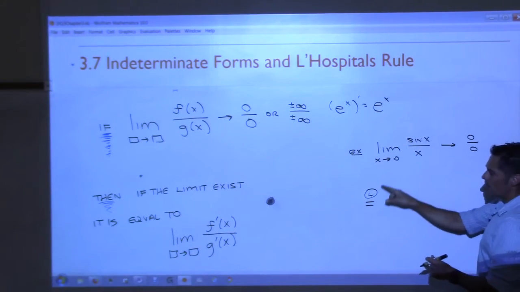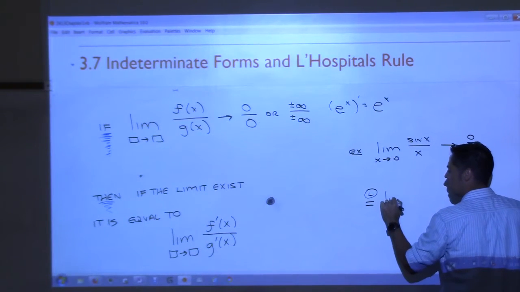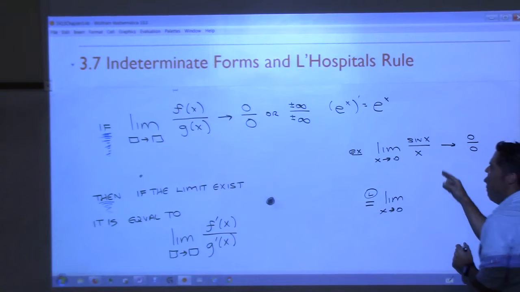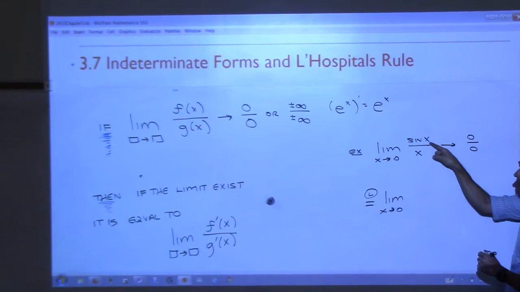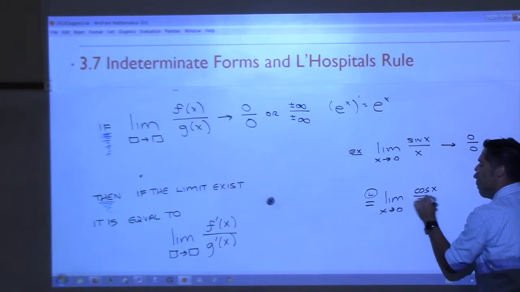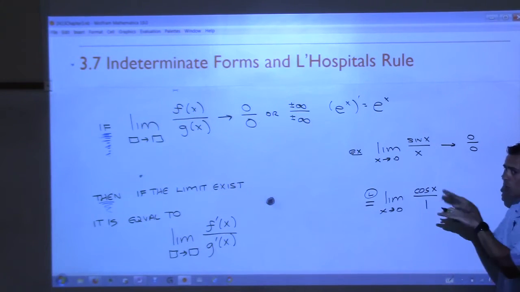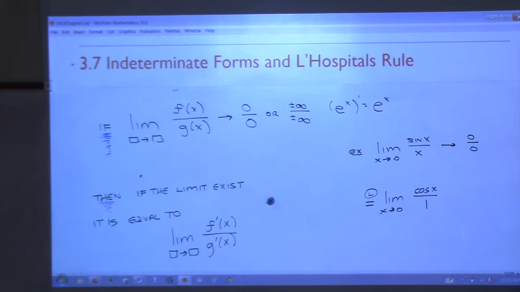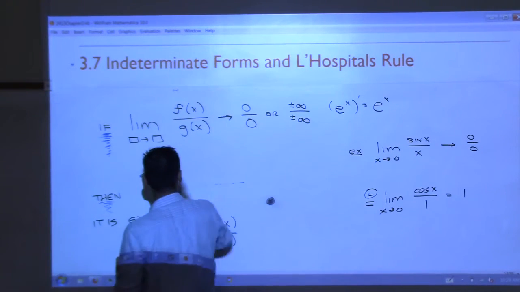Okay, according to L'Hopital's rule, this limit, if it exists, should be equal to the limit as x goes to 0 of the derivative of the top. What's the derivative of the top? Cosine x over the derivative of the bottom, 1. See, no quotient rule. And now we look at this limit and ask, does this limit exist? So let x go to 0. What's cosine of 0? 1. The bottom doesn't even have x in it. So it's 1 over 1. It's 1. We're done. It's beautiful, isn't it?